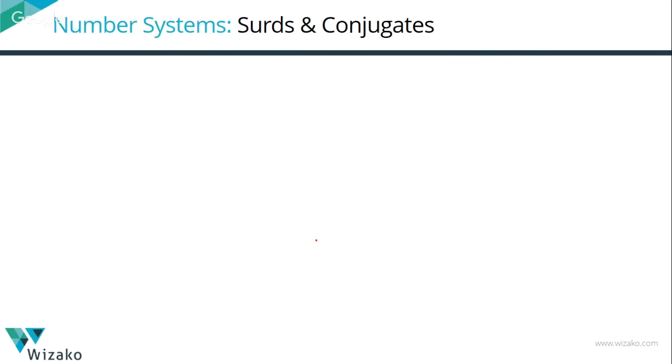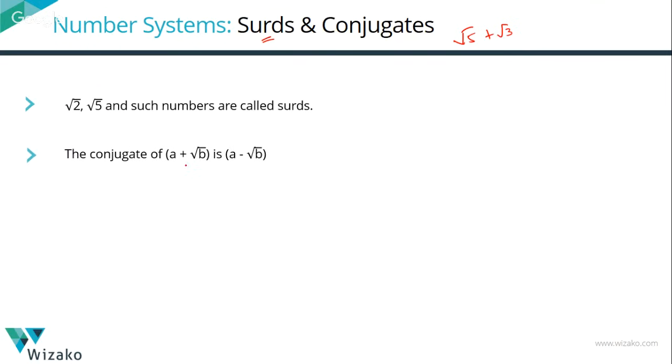Move on further. This is a term which we need to keep in mind. Surds, what are surds and their conjugates? Any number which is something like a square root of 5 is called a surd. Root 5 plus root 3 is called a binomial quadratic surd. Don't worry about those names. Root 2, root 5 are called surds. For every number of the form a plus root b, its conjugate is a minus root b.